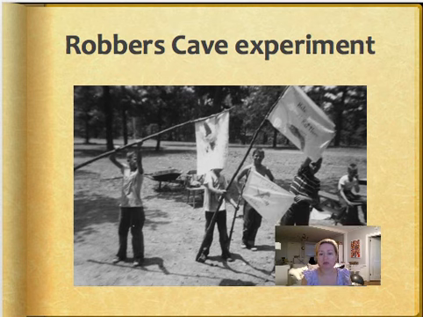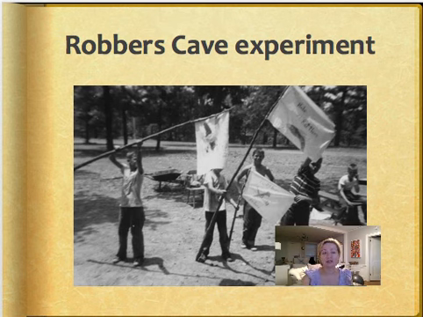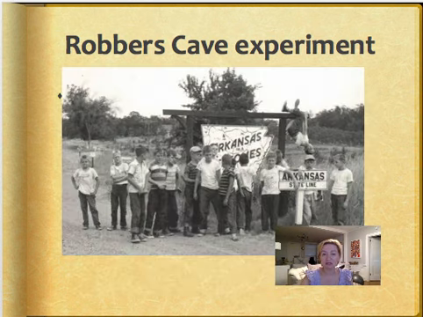So what happened in this Robbers Cave? Okay, we'll talk about it in the next slide. So basically what Sherif argued is that intergroup conflict occurs when two groups are in competition for limited resources. And let's now look at the experiment that proves his arguments.